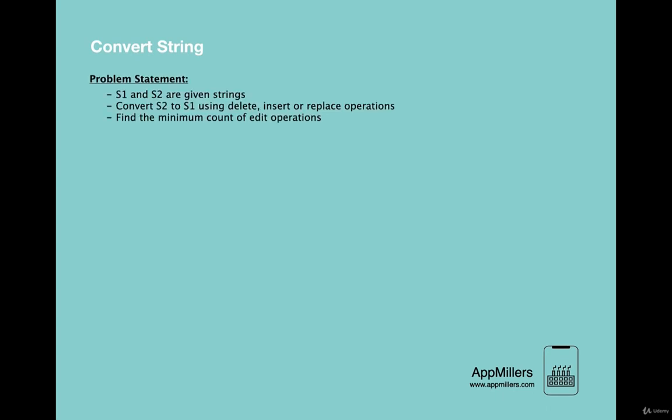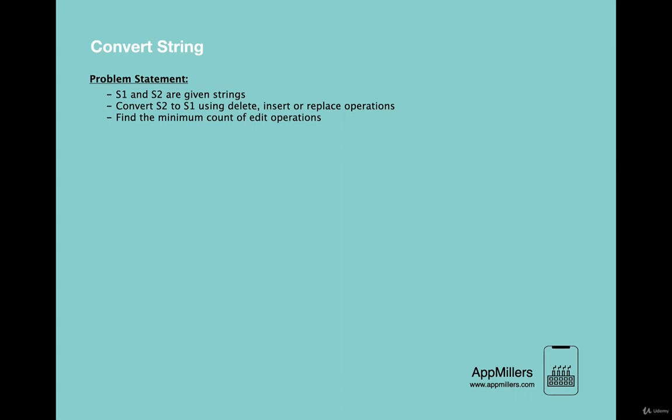Now in this video we will look at another problem which we solved using divide and conquer algorithms, and in this video we will solve it using dynamic programming to increase the efficiency of the problem. So the problem is we need to convert one string to another one. According to the problem statement, we are given two strings and we have to convert S2 to S1 using delete, insert and replace operations, and we need to find the minimum count of these edit operations.